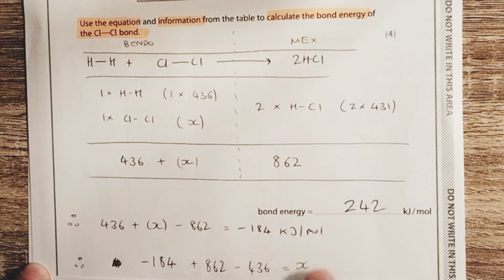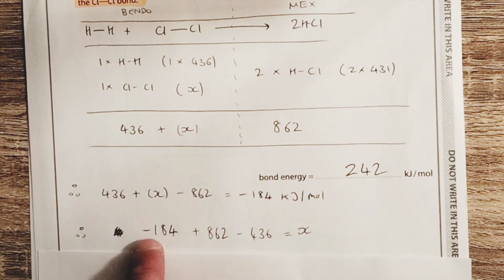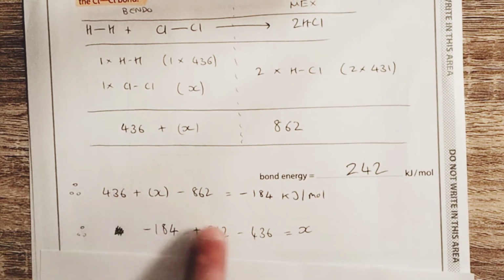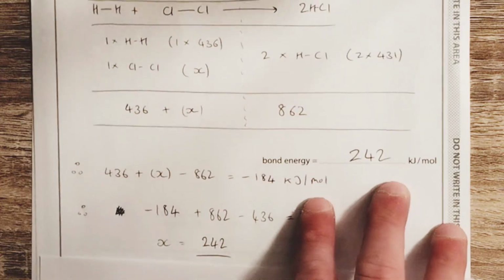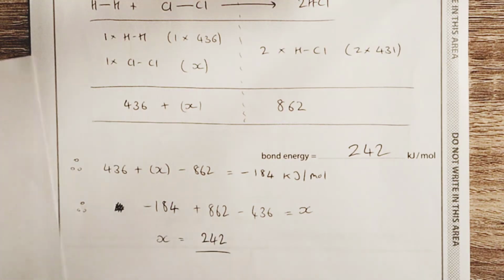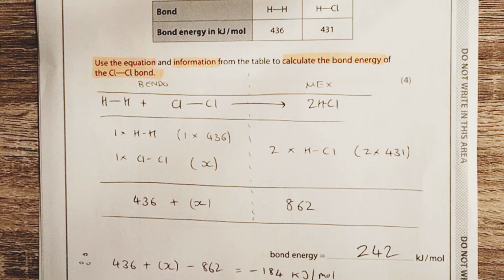kilojoules total of reaction. Therefore, if we bring this over the equal sign, if we do minus 184 plus this number here, 862, minus this number here, 436, we're left with X. That means X is equal to 242 kilojoules per mole. Bit of a weird mean bond enthalpy calculation there, but the table structure really works for any bond enthalpy calculation.